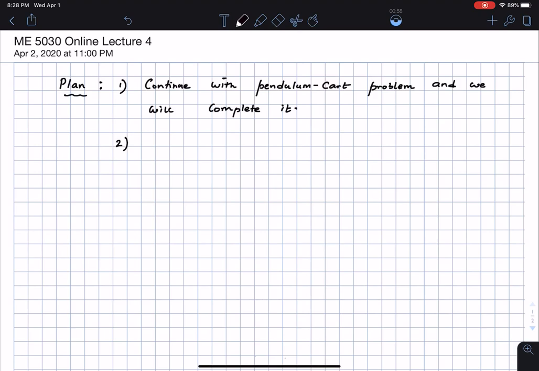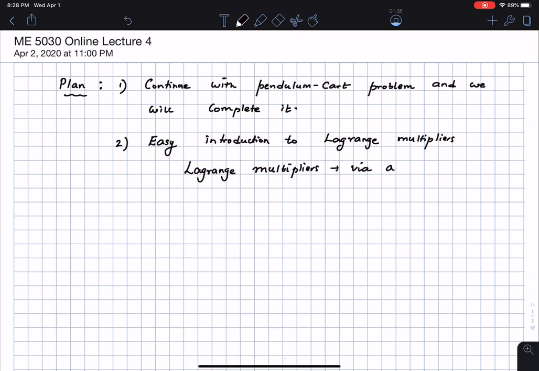The second thing is we will have a very nice, easy introduction to Lagrange multipliers. Okay, and Lagrange multipliers, this will be done by means of an example, via a simple example.